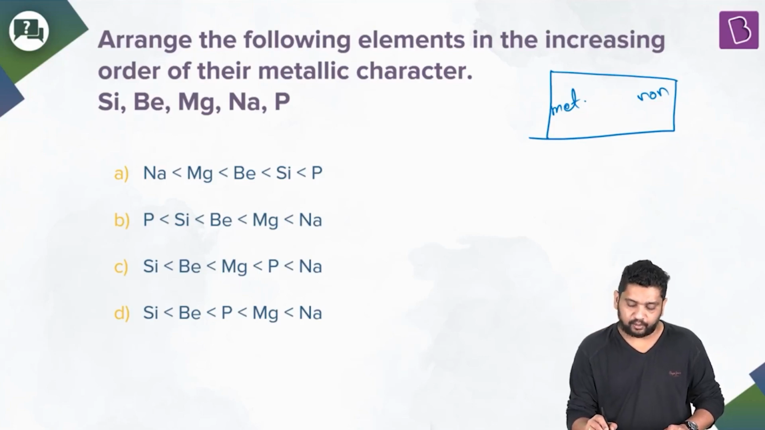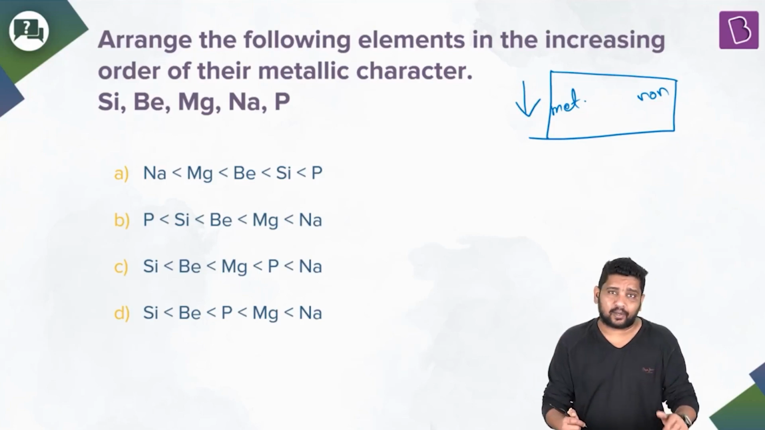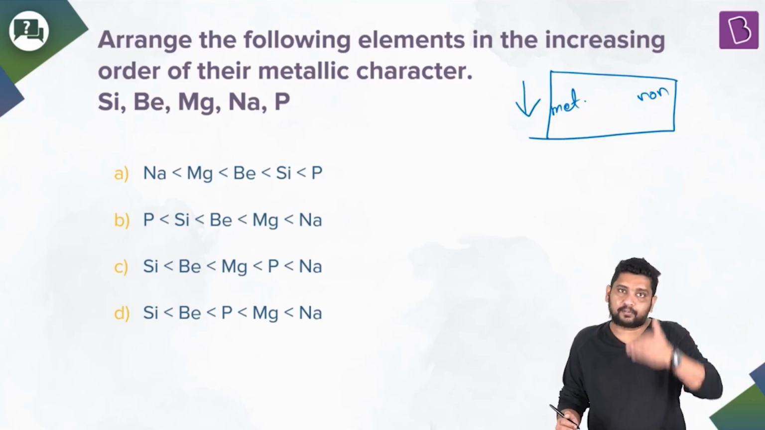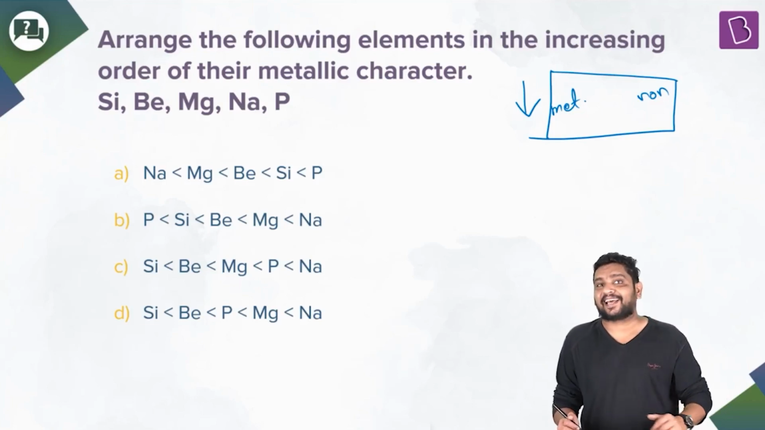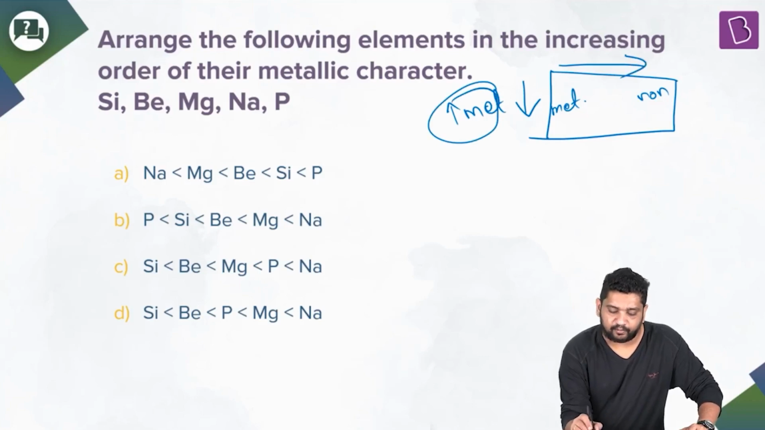And obviously on going from top to bottom, what is the characteristic of a metal? It easily gives out electrons, right? So if you are going from top to bottom, what you see is that ionization energy decreases and metallic character increases, right? So top to bottom metallic character will be increasing. And on going from left to right, metallic character decreases.